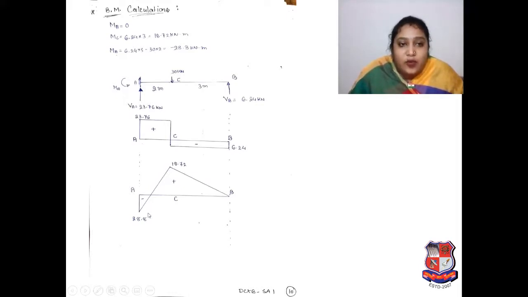As far as the bending moment is concerned, moment at A it is 28.8, but it is negative. So at A it is 28.8, and moment at C it is 18.72, and as we already discussed, moment at B is equal to 0.